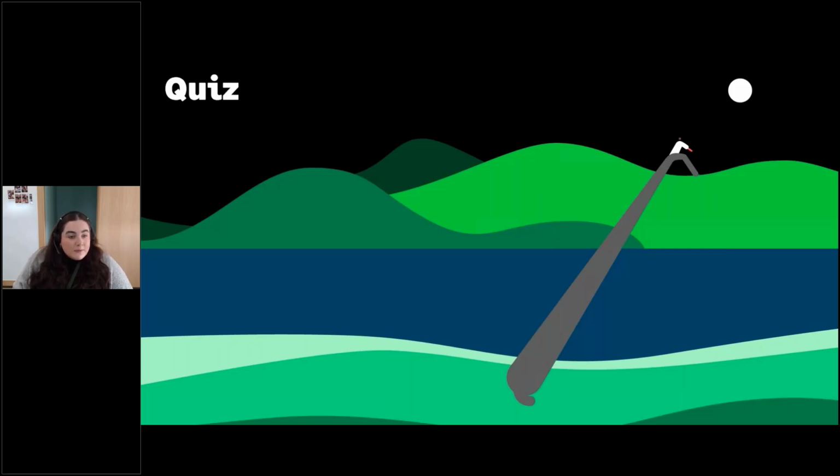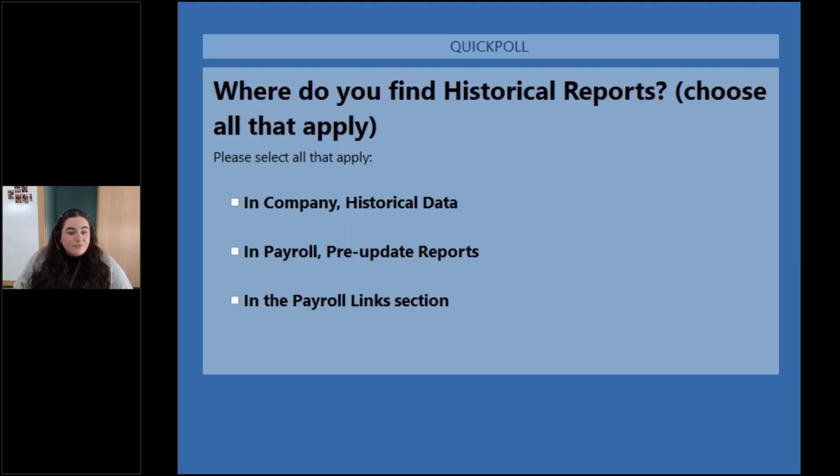So what I'll do, I'll launch question 1 for you. And again, you'll have around a minute or so to answer that. So it should be coming on your screens now. So question number 1 is going to be, where do you find historical reports? And you do have the option to select multiple answers. So a little hint, more than one of these is correct. So where do you find historical reports?